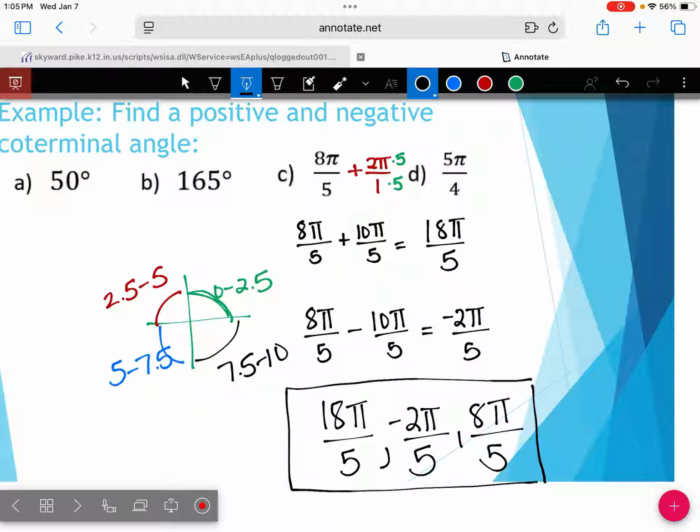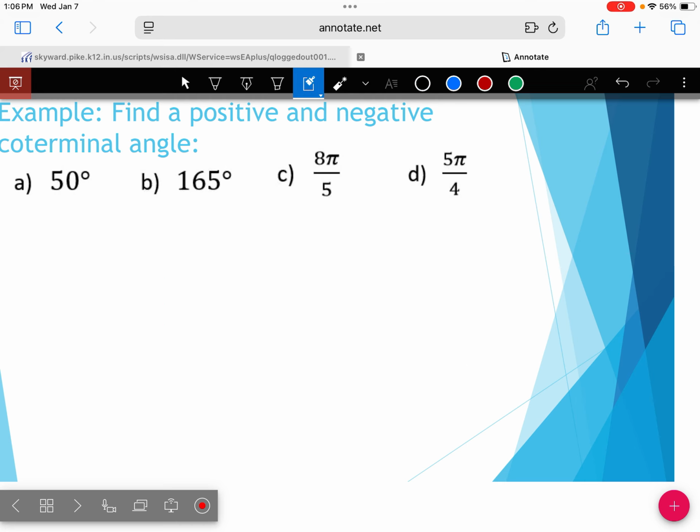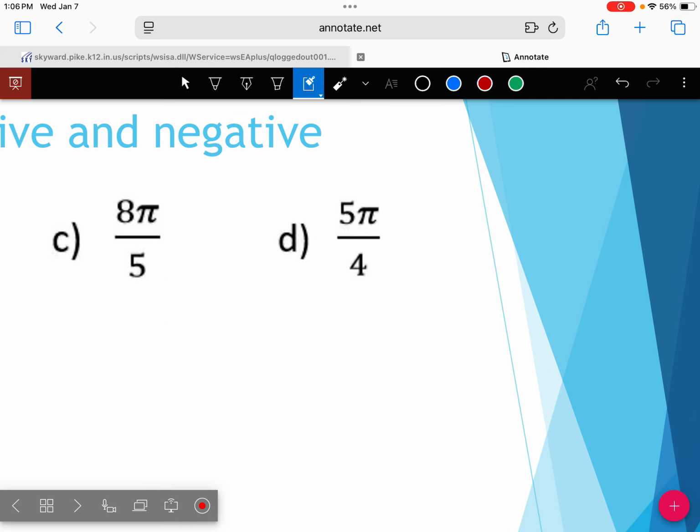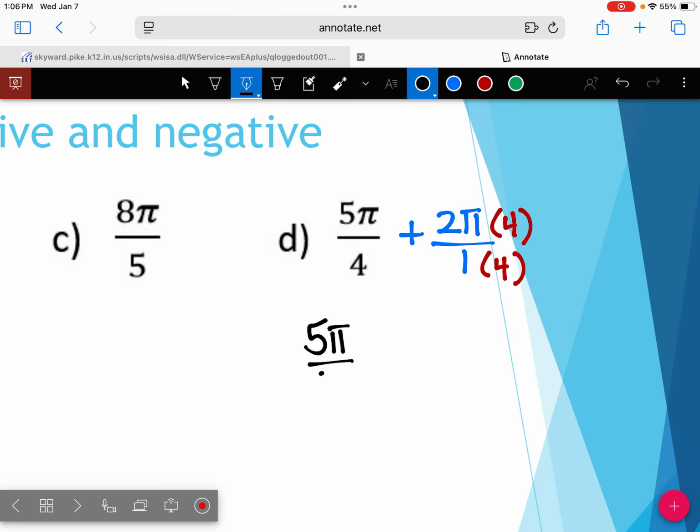Does anybody need more time to copy down C? All right, so let's look at D. I have to add 2 pi. What do I need to multiply it by to get a common denominator? 4. Go ahead and do that. So we have 5 pi plus 4 plus 8 pi plus 4.